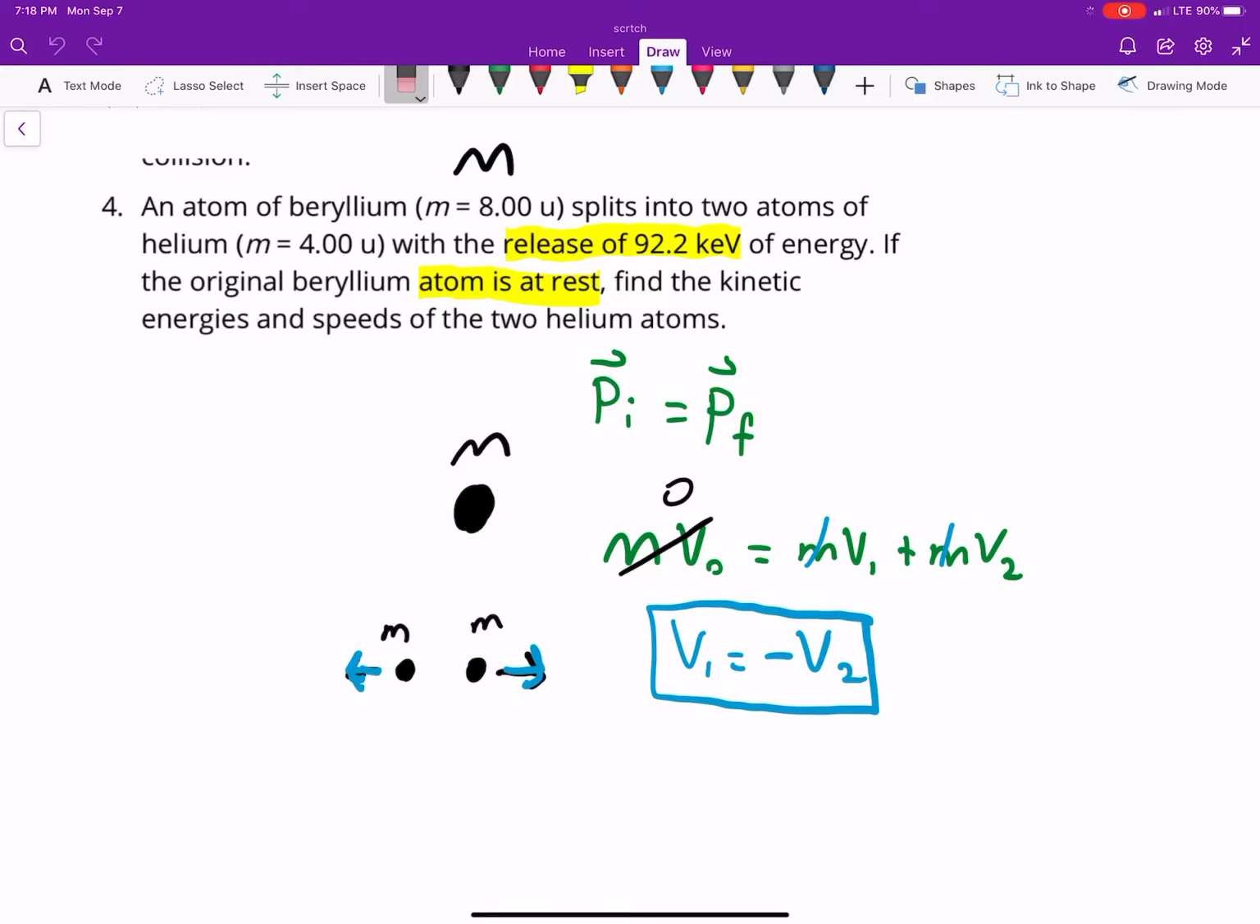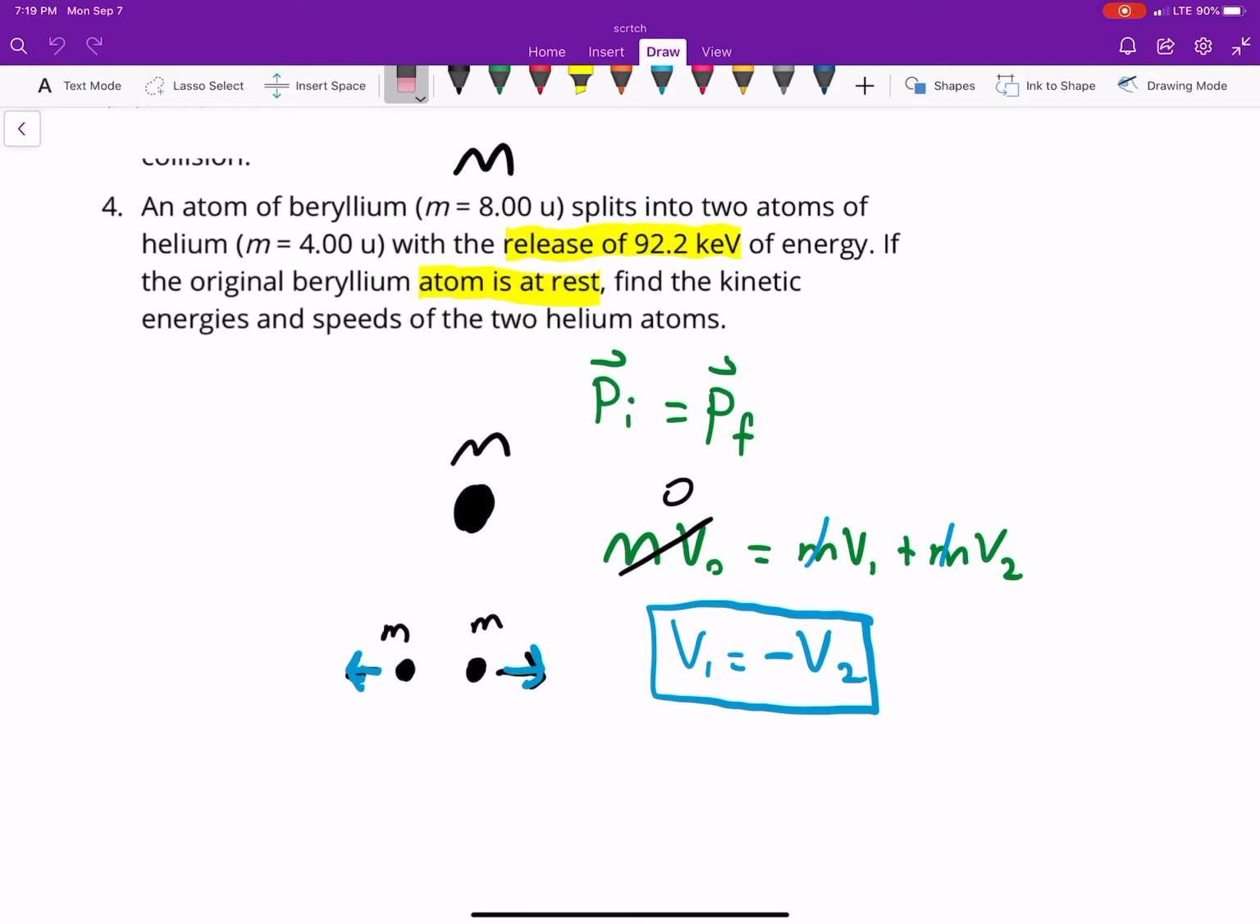So we have this question where we have this atom that I'm calling big M, and it splits into two smaller helium atoms, which I'm calling little m. And when they split, it releases a certain amount of energy. And if the atom is originally at rest before it splits, it wants us to find the kinetic energies of the two helium atoms and the speed.